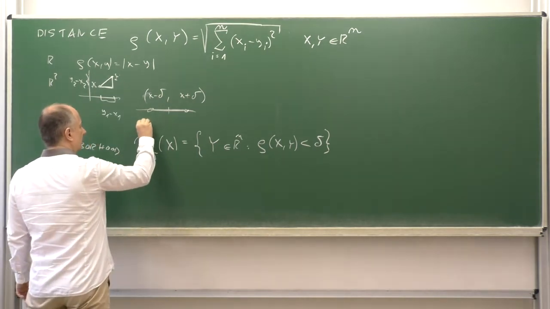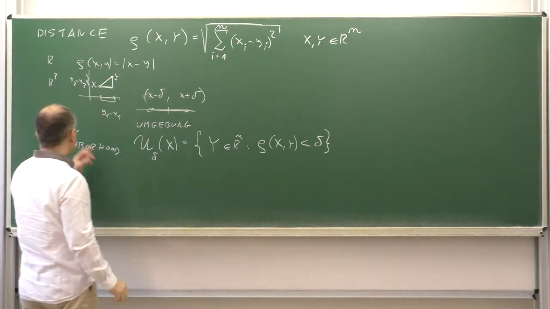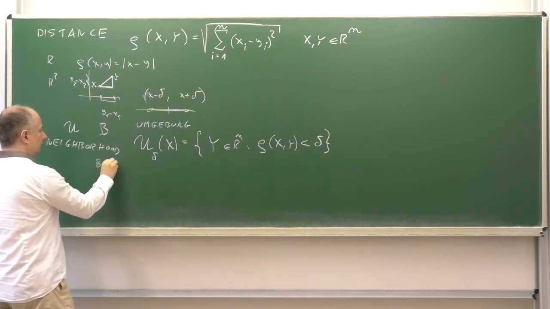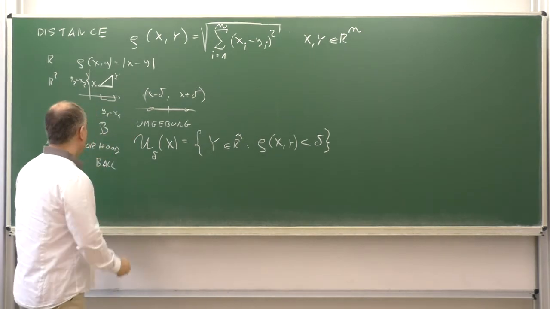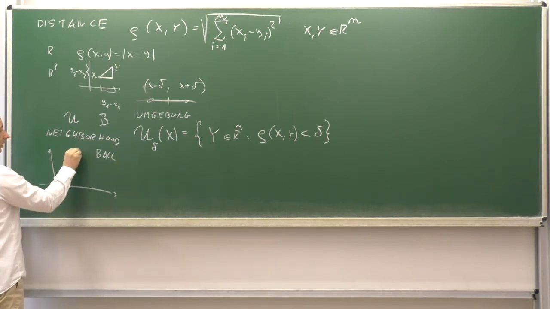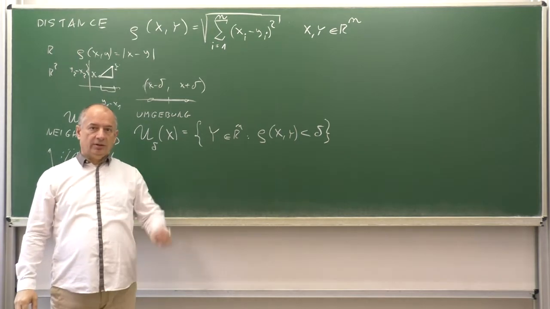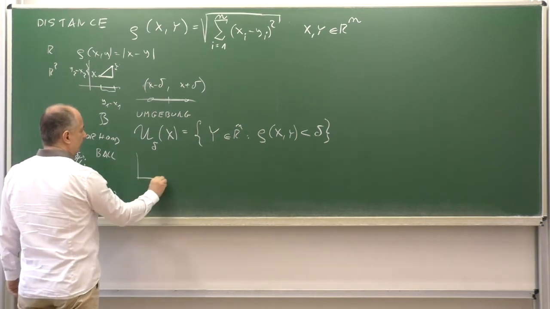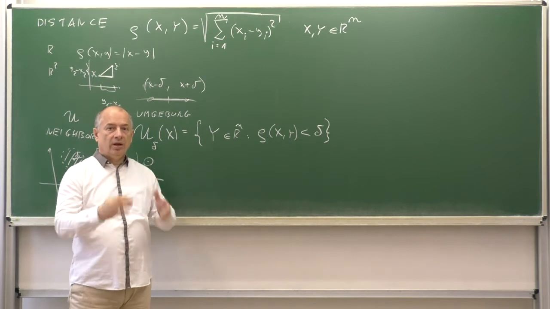U comes from the German term Umgebung. Sometimes instead of U, some authors use the letter B from the English ball. So in R, this is just the old neighborhood as before. In R2, if we have a point like that, then the collection of all the points that are not more distant than delta is the circle with radius delta and center x. It is sometimes called ball because in Rn this is just the ball around the point x.